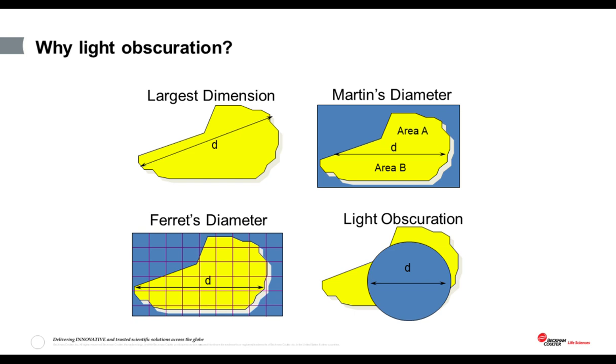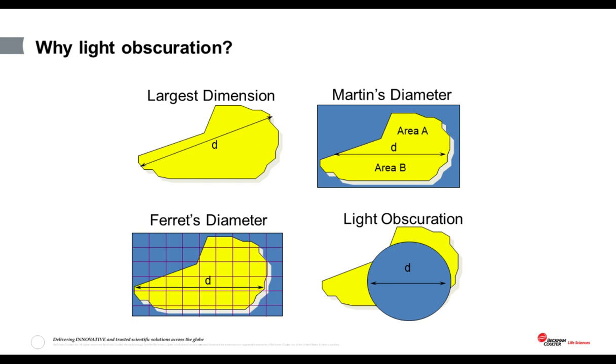Instead, counting particles using a microscope is very subjective, and there are several methods aimed at standardizing the sizing of irregular stained particles. But unfortunately, there's not just one method. The methods available include deciding which is the largest dimension and measuring that, or the alternative methods of Martin's diameter and Feret's diameter. And the problem is they are not only subjective, but each method gives a different result.